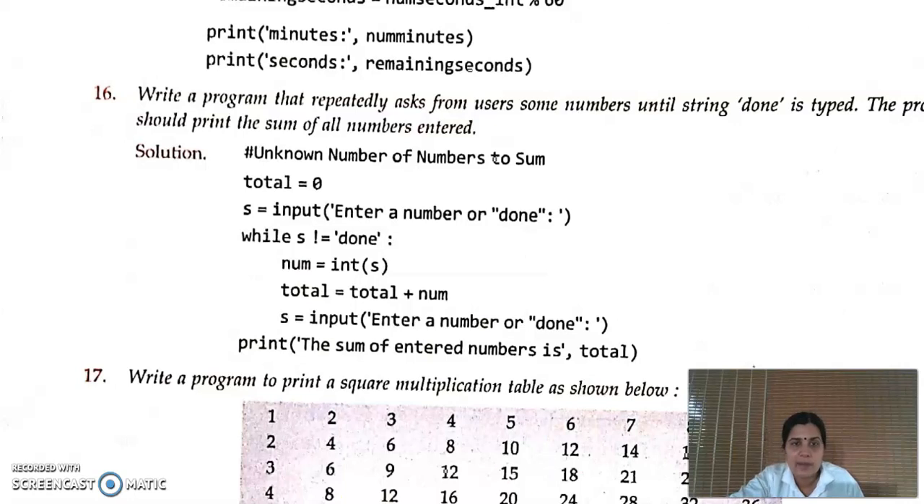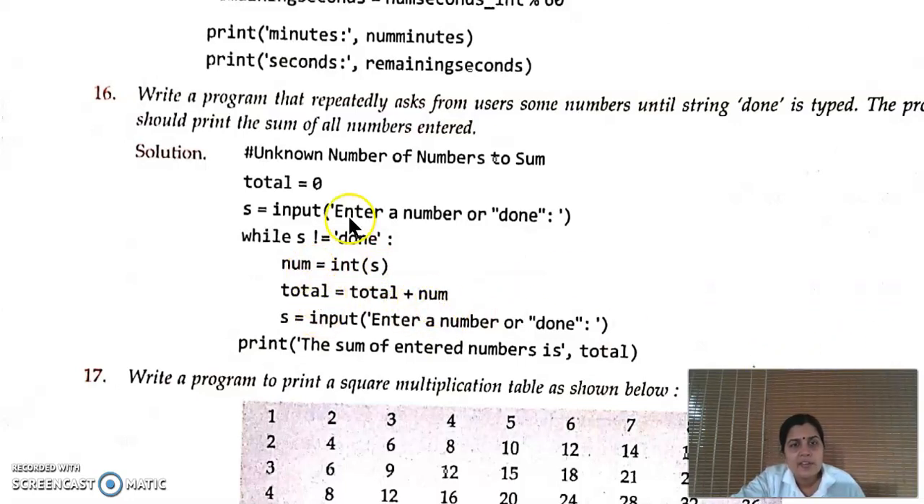So that's the program. Here input is entered. Either we can enter a number or done. If we enter done, the program will stop. So while s not equal to done, because when s equal to done, we have to exit. While s not equal to done, num equals int of s, because this s is in the form of a string. We have to convert this s into a number. Then total equals total plus num.